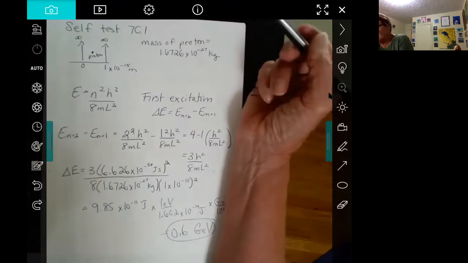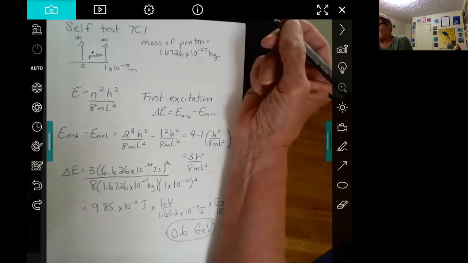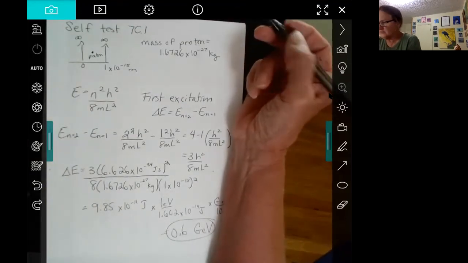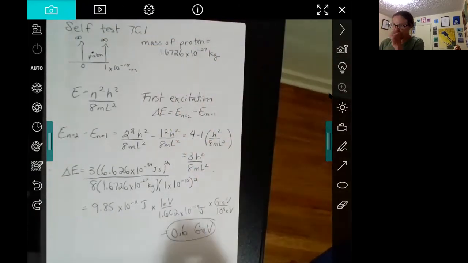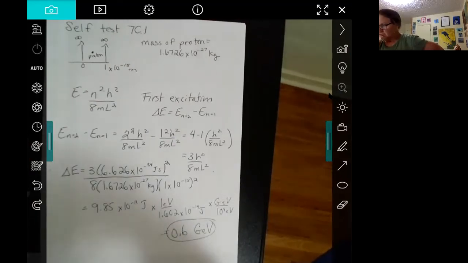So in 1 times 10 to the minus 15 meters of a box, essentially, with infinite boundaries, so it's impossible for the proton to leave the nucleus.